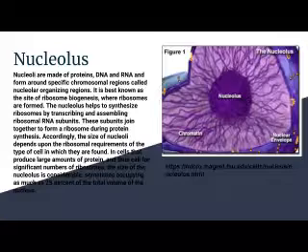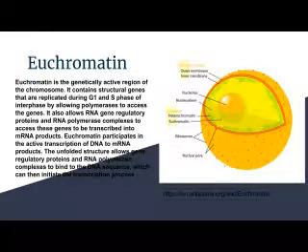sometimes occupying as much as 25% of the total volume of the nucleus. Now let's talk about euchromatin. Euchromatin is the genetically active region of the chromosome.